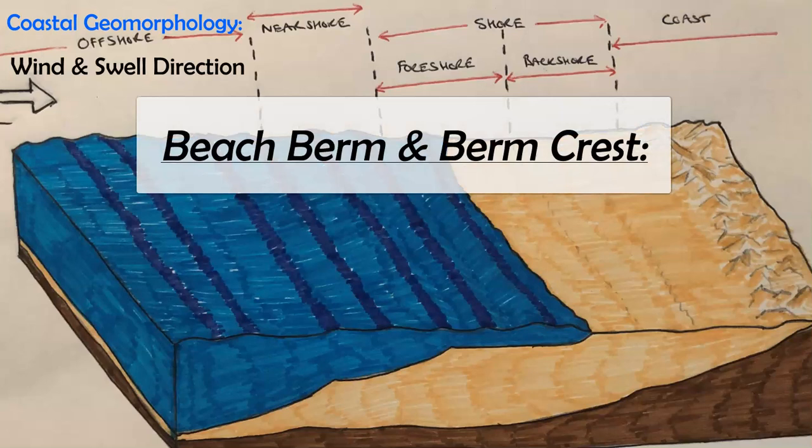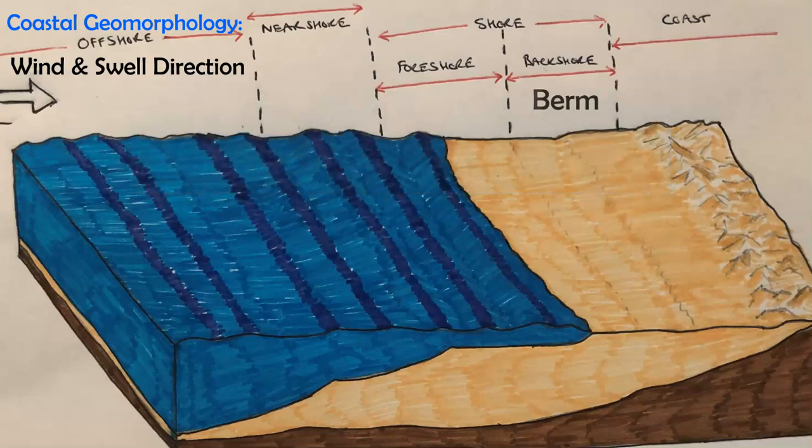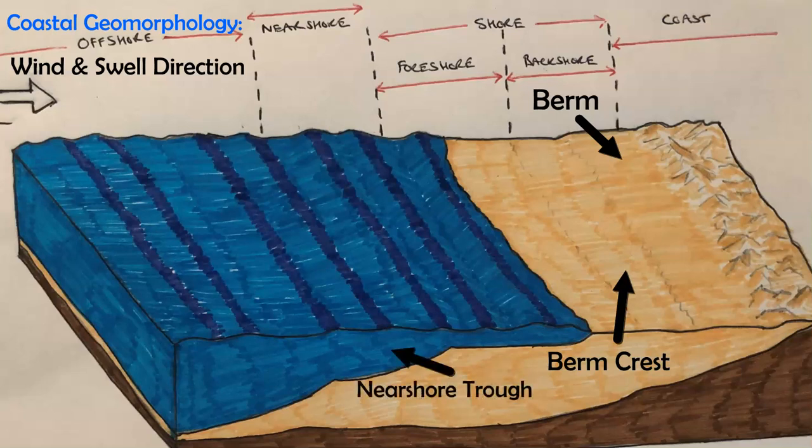This video is on beach berms and beach crests and what they are in terms of the beach profile and the coastal geomorphology. So we have this generalized diagram here of a beach profile looking at where the berm is. The berm is part of the backshore, and the berm crest is the dividing point between the foreshore and the backshore. So it's influenced by tidal cycles, wave action, and either accretion or erosional processes on the beach.